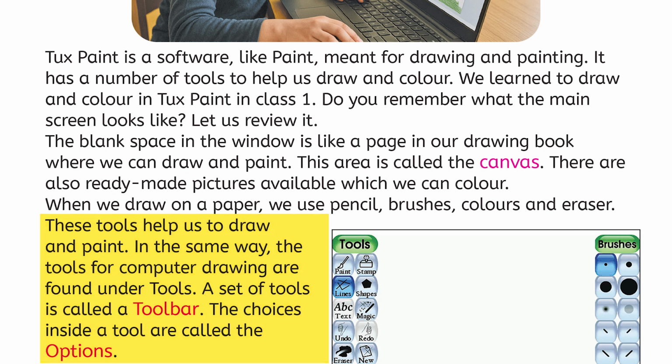In the same way, the tools for computer drawing are found under Tools. A set of tools is called a toolbar. The choices inside a tool are called the options.